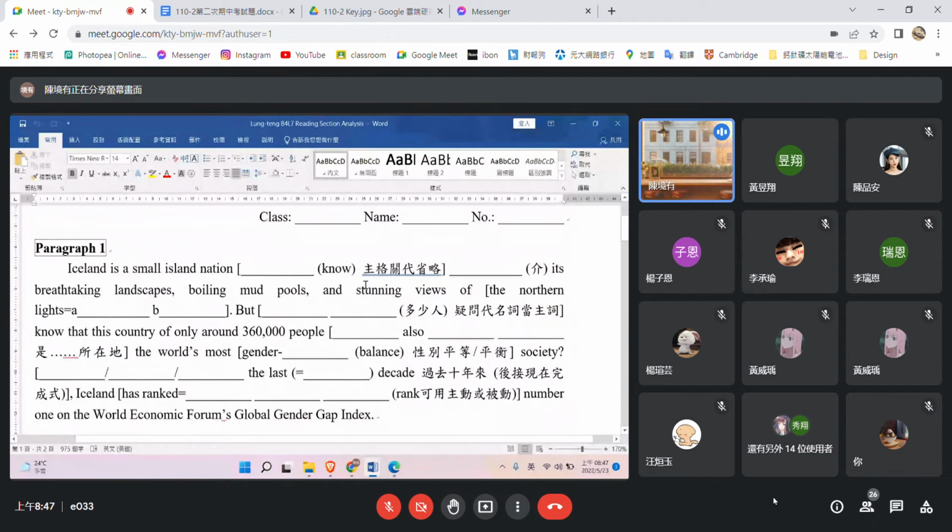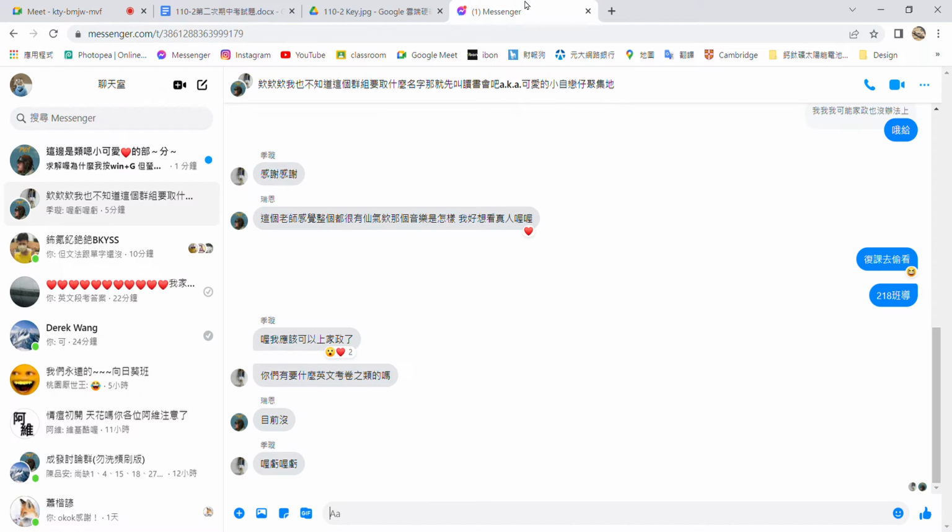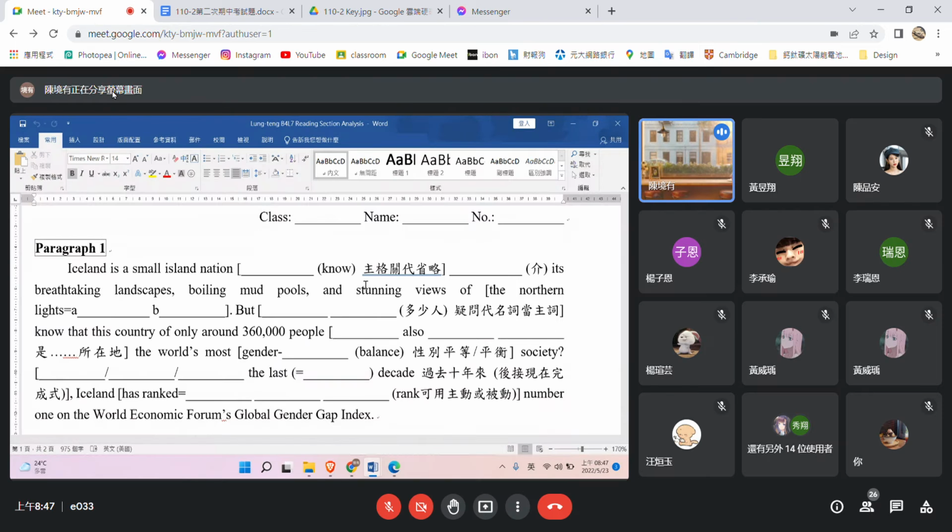Iceland. How many of you have been to Iceland? Can you raise your hand? Give me a ding dong. Have you ever been to this small country? It's really small, I think it's smaller than Taoyuan City. None of you have been there. I have never been there either.